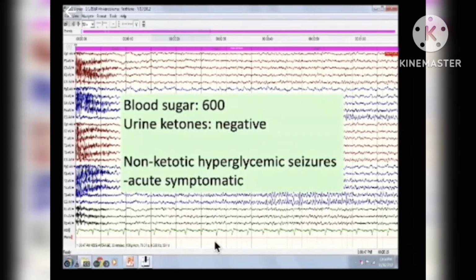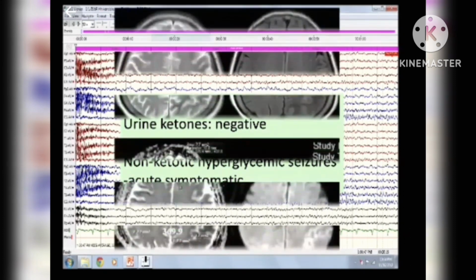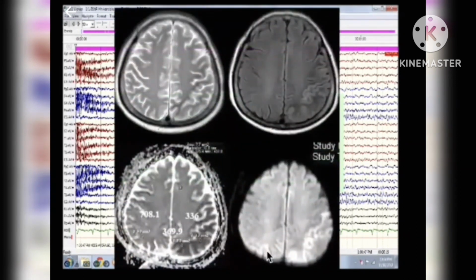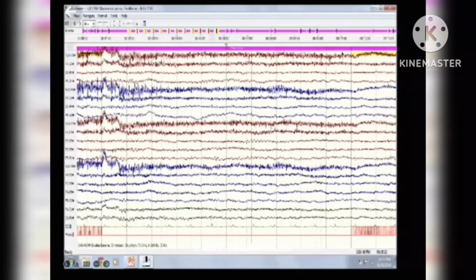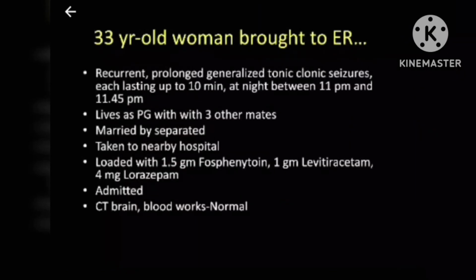And you know why it's happening? Because of this blood sugar, which was 600, with sugar in the urine. So this is a non-ketotic hyperglycemic seizure. This is an acute symptomatic seizure. And this is how the MRI will look, very, very typical of this. And then the EEG becomes normal. Once the blood sugar comes down, the patient is normal.